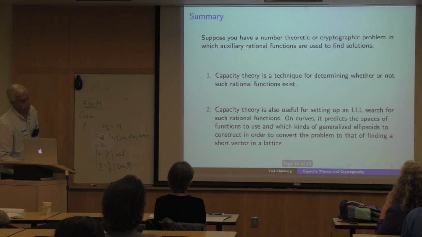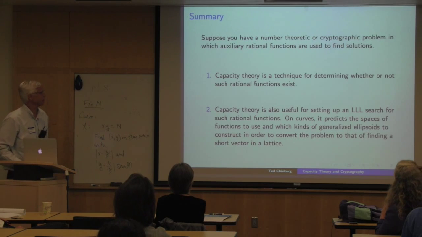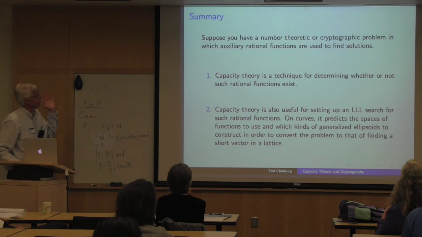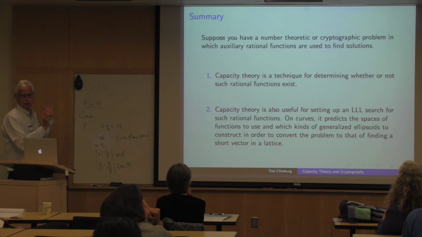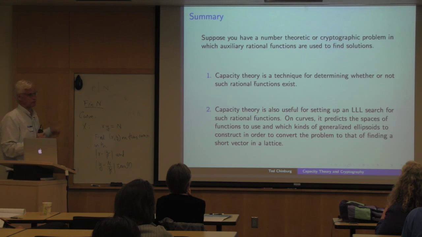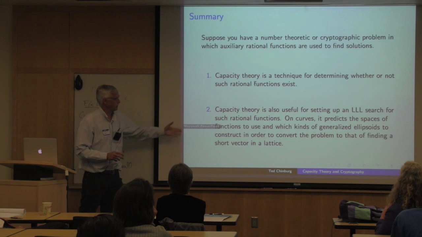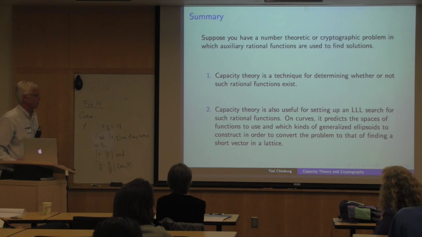Okay, so now I think I'll probably stop. Let me just finish with the overall gist of this whole talk, namely, anytime you've got some number theoretic cryptographic problem where you use an auxiliary function to constrain the solutions, because of boundedness in some sense of the auxiliary function, capacity theory should be useful. So it's a technique for finding whether or not they exist. Then the next stage is to try to show that you can find the auxiliary function quickly, and that's a harder problem, and there's a lot of interesting things to do.